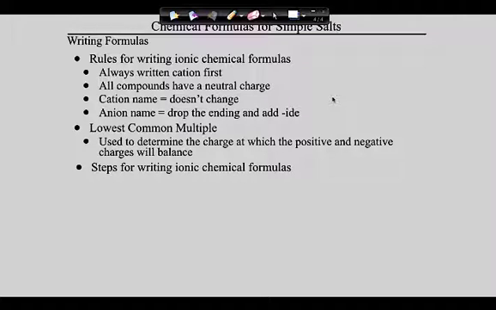So guys, steps for writing the formulas for salts. There's 5. Once you're done writing this down, you're done taking notes, we'll then look at 3 examples and then you're going to get to work. So guys, here we go. Step number 1. First thing that you've got to do is write down the abbreviations for the elements.